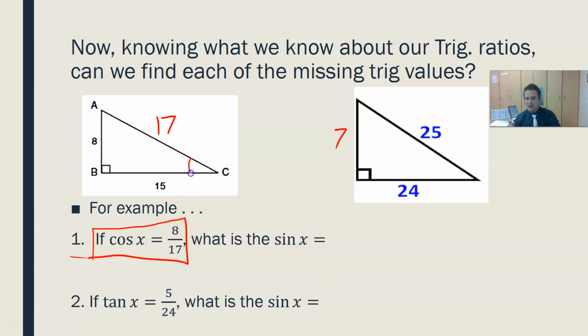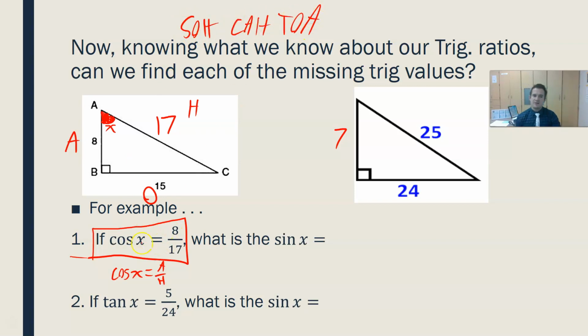Let me label this triangle real quick. I'm looking at this angle right here. If I label my sides, this would be the opposite side, this would be the adjacent side, this would be the hypotenuse. The cosine of that angle, call it x, would be adjacent over hypotenuse. That's what SOHCAHTOA reminds me of. In this case, that's 8 over 17.